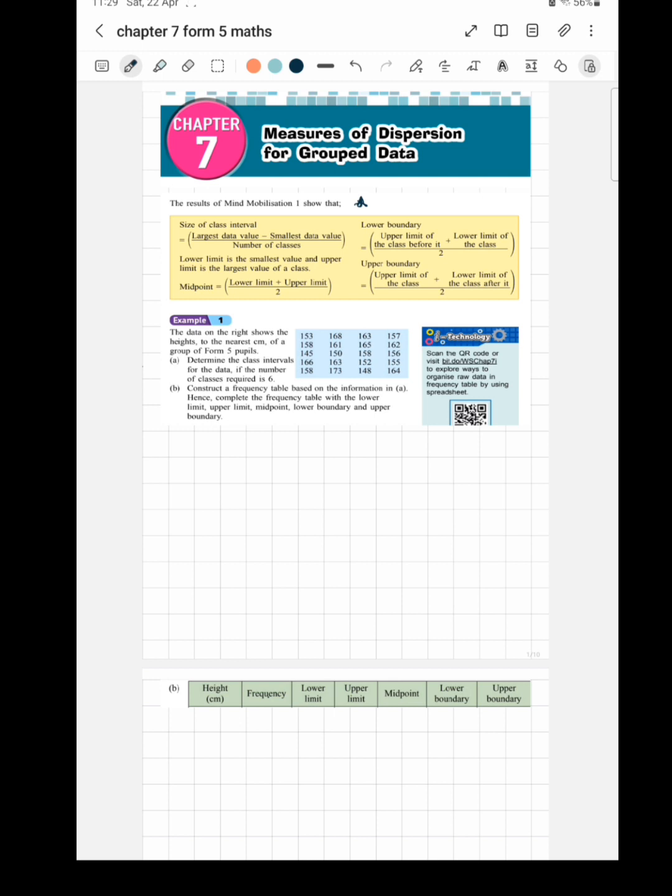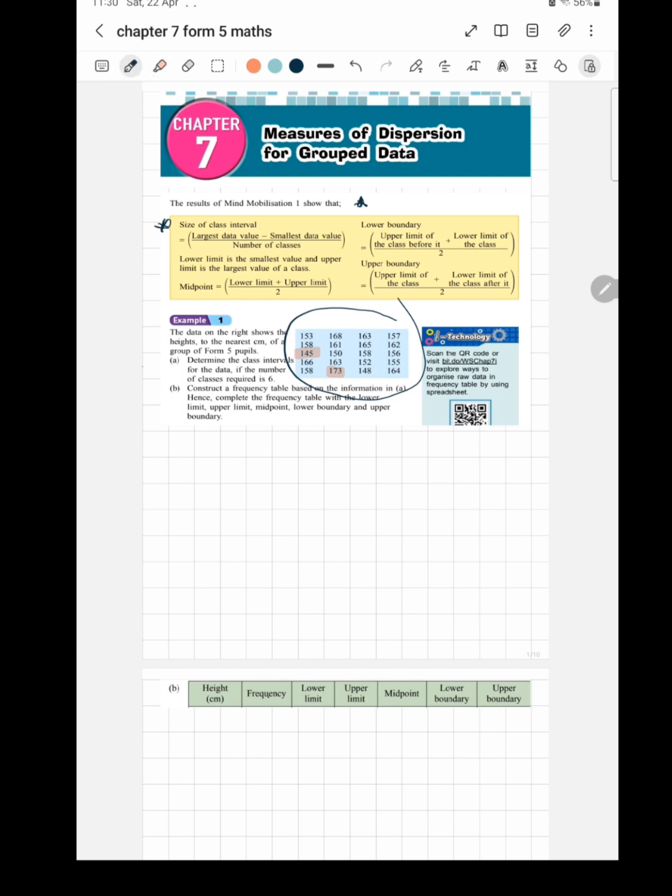The data on the right shows the heights to the nearest centimeter of a group of Form 5 pupils. Question A is asking us to determine the class intervals for the data if the number of classes required is 6. In order to find the class interval, we need to use this formula. First we need to find the largest data value and the lowest data value from this grouped data. The largest one is 173 and the lowest is 145.